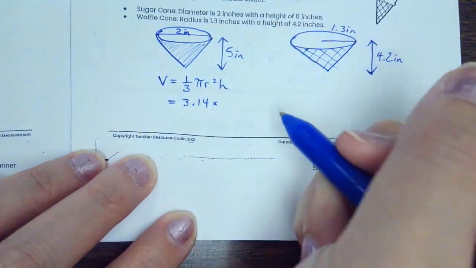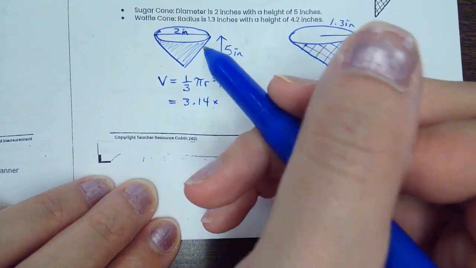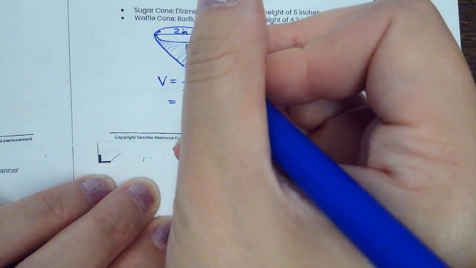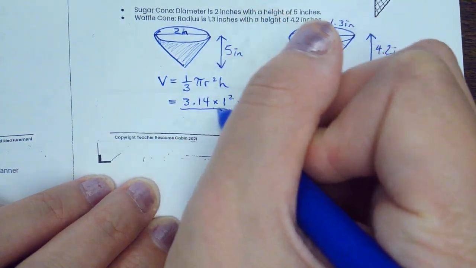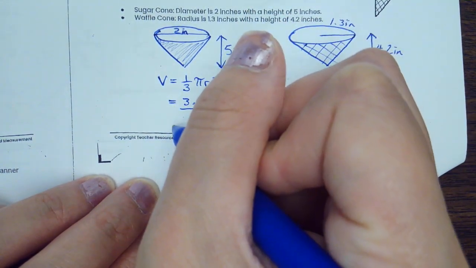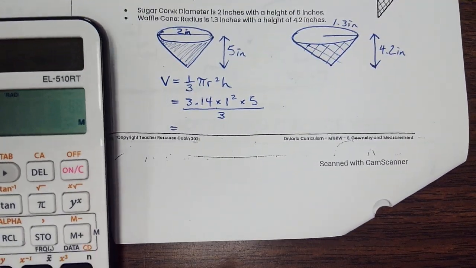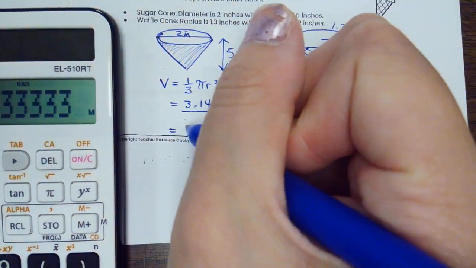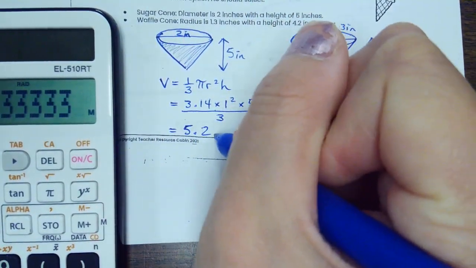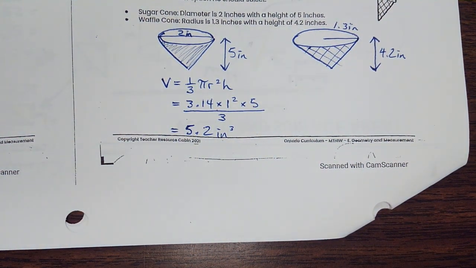So 3.14 times radius. What's my radius here? Yep, 1 because you're given diameter. So 1 squared times 5 divided by 3. Oh, 3.14 times 1 times 1 times 5. And then don't forget to divide by 3. You get 5.2 cubic inches. Okay.